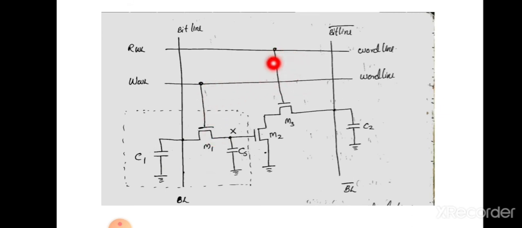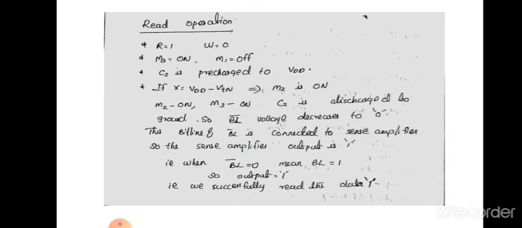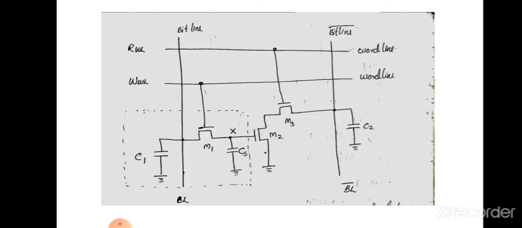Then whenever read equal to 1, this transistor M3 will be on and M2 will be on. M2's on value depends upon the value of x. So at the start, r equal to 1 and w equal to 0. That is the first condition for read operation. Then M3 will be on whenever r equal to 1 and M1 will be off. Here also C2 will be precharged to a value VDD.